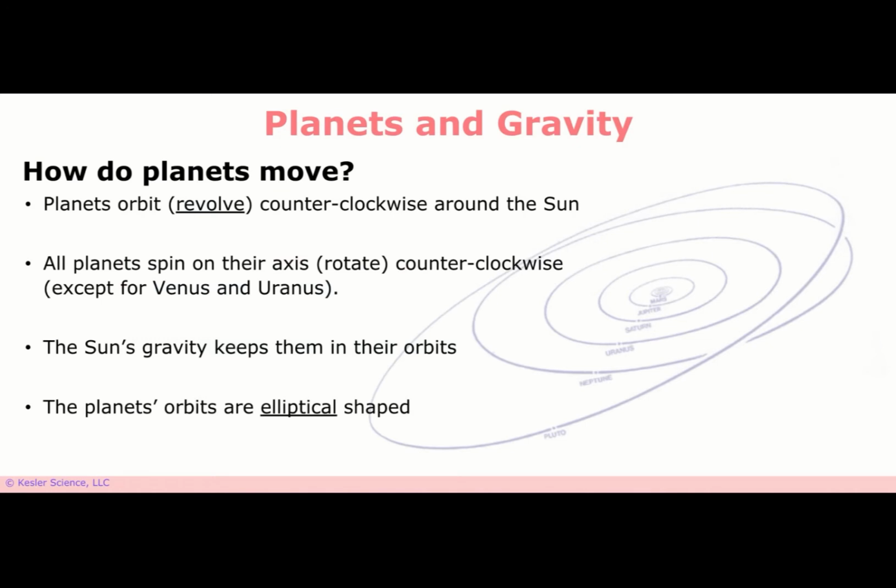Now, let's move on to how planets move. First and foremost, planets orbit. We also call that revolve, counterclockwise around the sun. When you say counterclockwise, it moves to the left side. Clockwise is to the right. Now, all planets spin on their axis, which is called rotation. So they rotate, or spin, counterclockwise except for Venus and Uranus. The sun's gravity keeps them in their orbit because it pulls them towards itself. And the planets actually orbit in an elliptical shape.